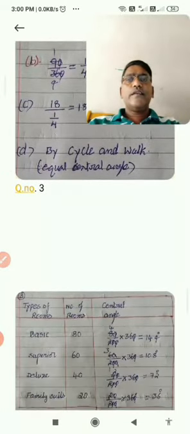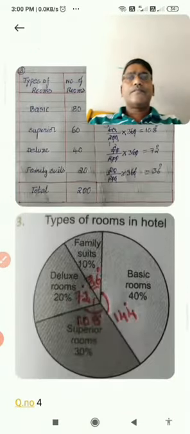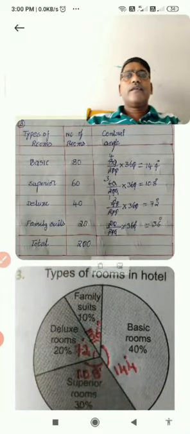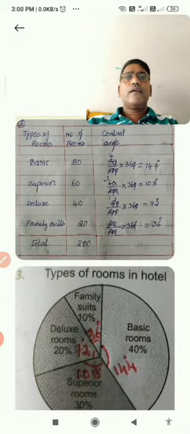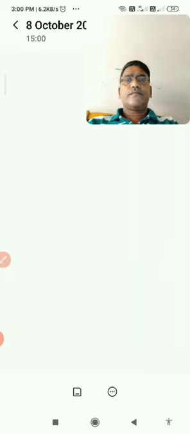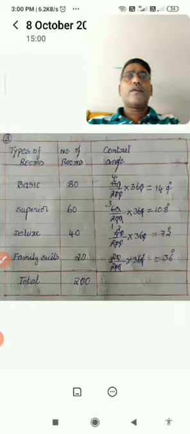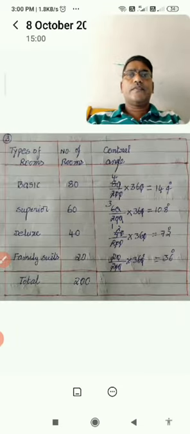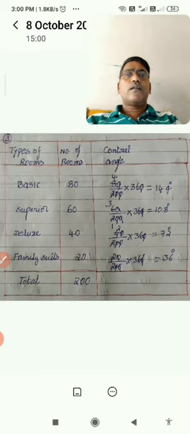Then you see question number 3. In question number 3, we are going to prepare the table first. After preparing the table, we are going to construct the pie chart. I will try to explain how to draw the pie chart.